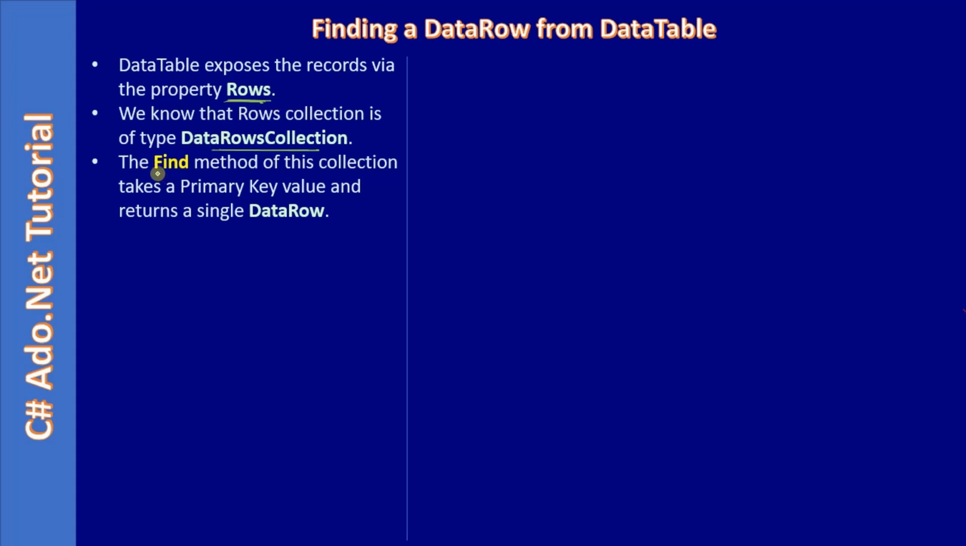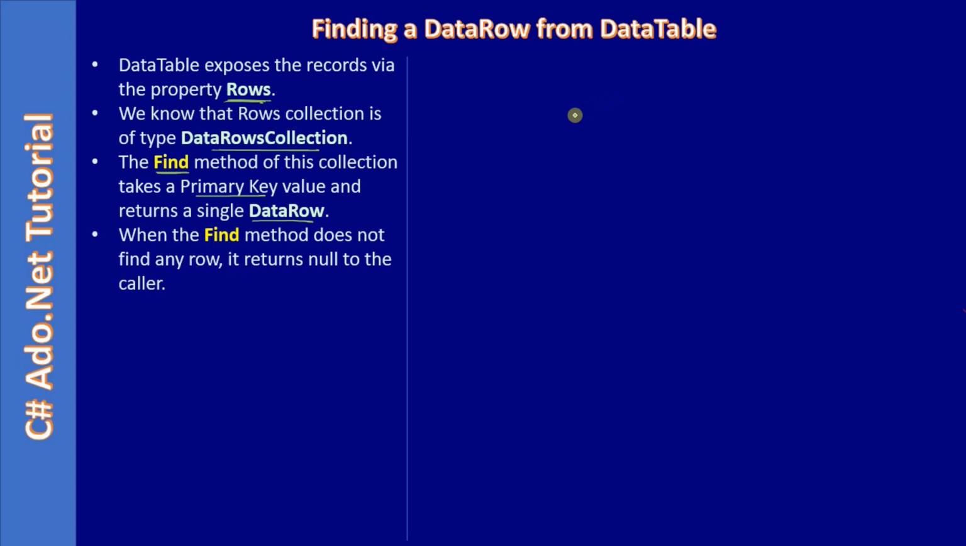Now we will use the find method, right? The find method of this collection takes primary key value and returns a single row. We are already talking about the data row collection, right? So from the data row collection, we can pick single record using the find method and supplying the primary key. So in our customer table, the primary key is customer ID.